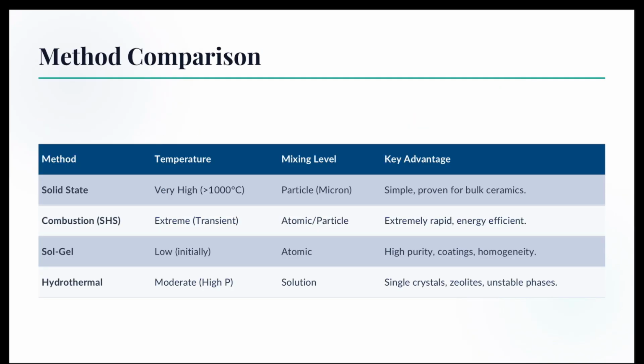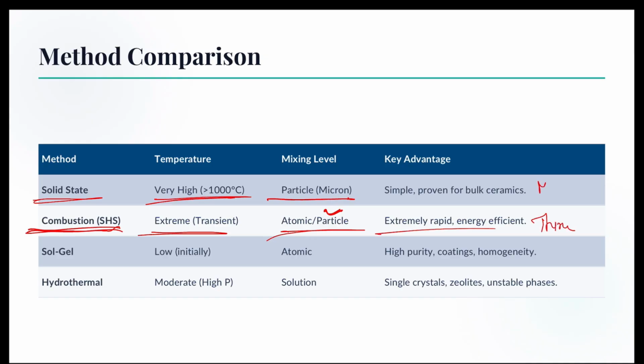And at the end of my PPT, I'd like to compare all the methods that I have covered. The first method was the solid state reaction, the shake and bake method. It is very temperature dependent, very high temperature. Reactions take place at the particulate level. Very simple method, proven for ceramics and all that. Then there is the combustion method. Temperature is very high, hundreds and thousands of Kelvin. The reacting species react at the particulate level. Extremely rapid, like the thermite reaction that we just studied, the MgO plus Al2O reaction.